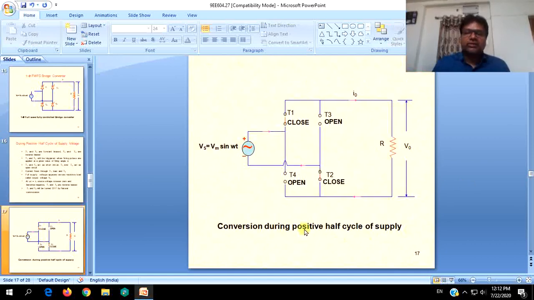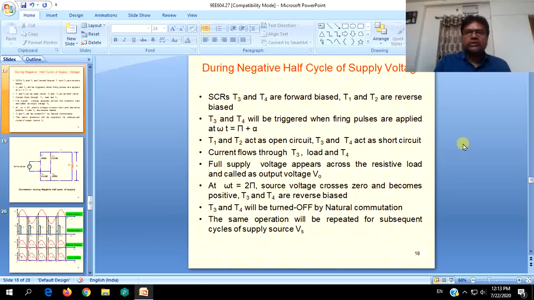This you can understand for the positive half cycle, where T1 and T2 are closed, current flows from T1, load and T2 back to the source, whereas T3 and T4 are open, so they will not be conducting. Similarly, you can visualize this for the negative half cycle also. T3 and T4 are forward biased. T3 and T4 will be triggered at pi plus alpha.